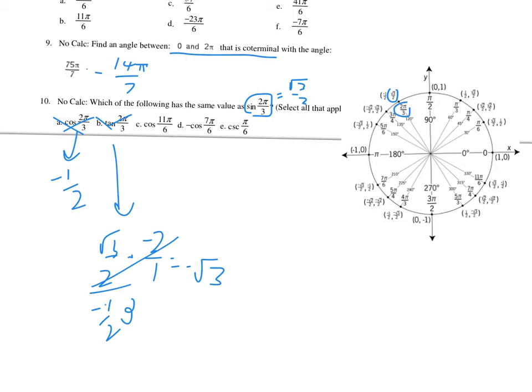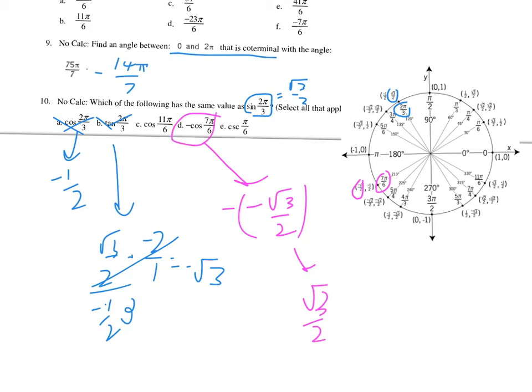I just wanted to point out here on part D, they put the negative outside of there, and so I would find cosine of 7 pi over 6 first, which would be negative rad 3 over 2. But then they had this negative out front, and so that actually becomes positive rad 3 over 2, just like a negative to a positive. So that one is correct. Once again, you guys need to try C or D.